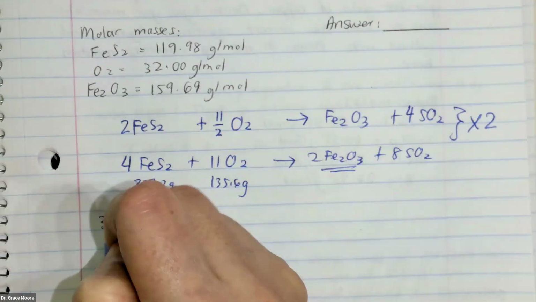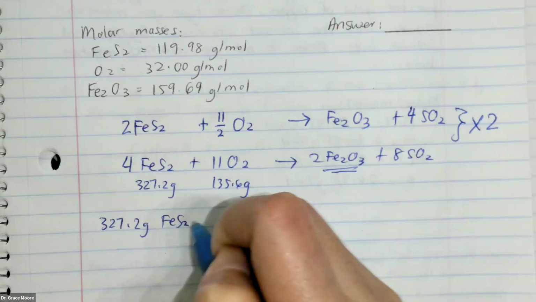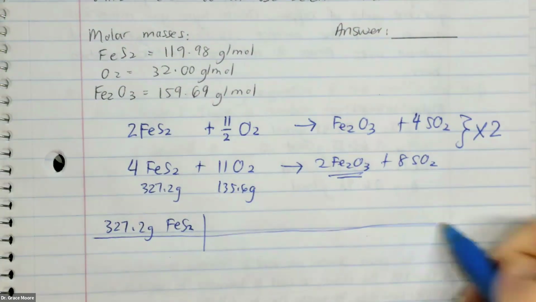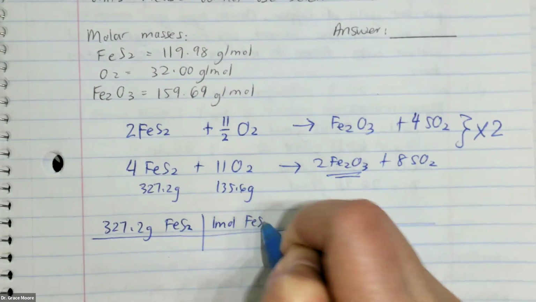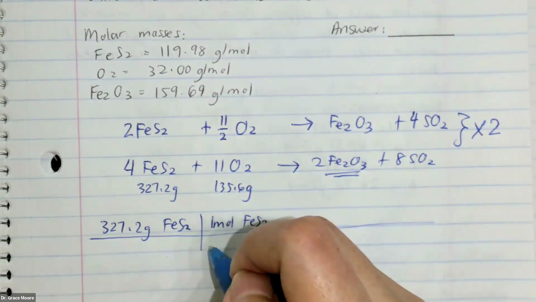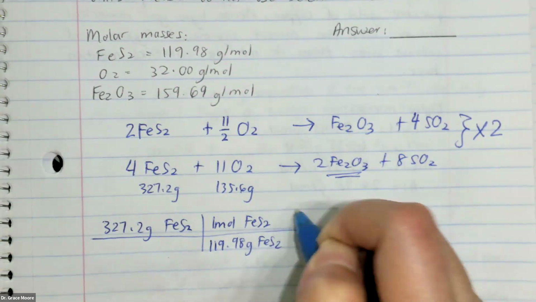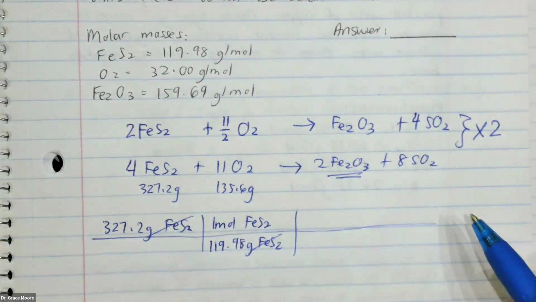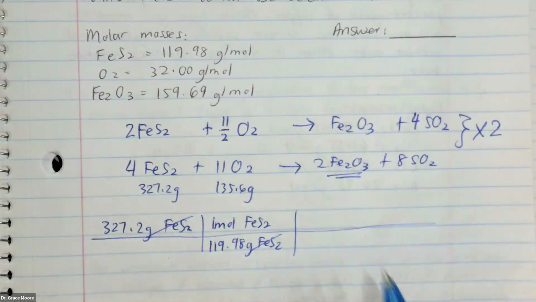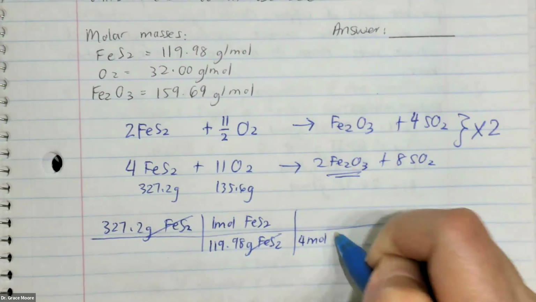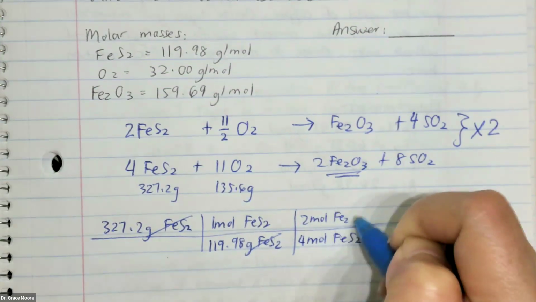First one, 327.2 grams FeS2. I'm going to convert using a mole to mole ratio. So 1 mole of FeS2 right there is 119.98 grams. Okay. Mole ratio, my mole ratio was 4 to 2 of my products. So 4 moles of FeS2 to 2 moles of Fe2O3.